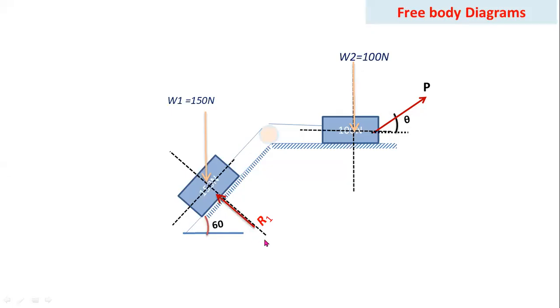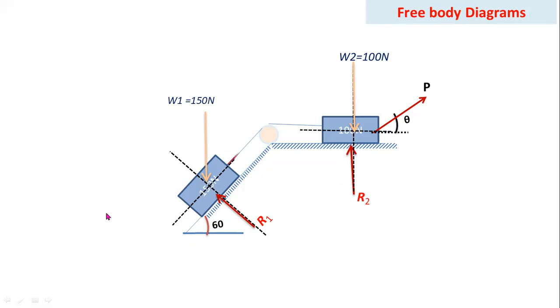Now you have to consider normal reaction. Already we know that normal reaction always makes an angle of 90 degrees with respect to the support. So this reaction force R1 makes an angle of 90 degrees with respect to the support, and this normal reaction R2 makes an angle of 90 degrees with respect to the horizontal support.